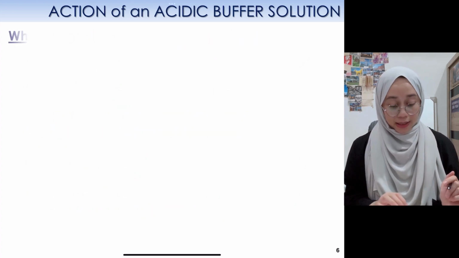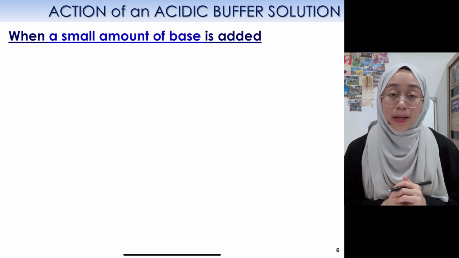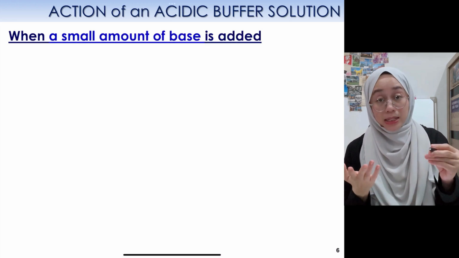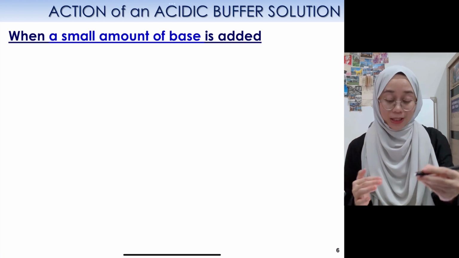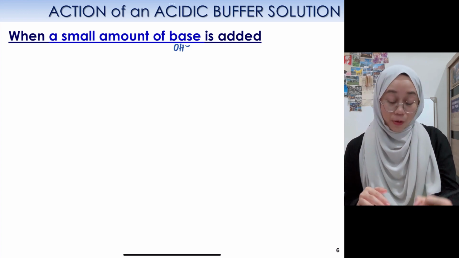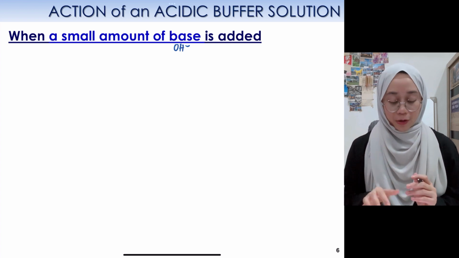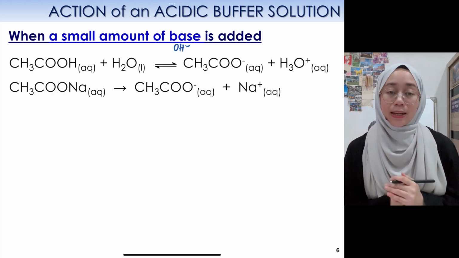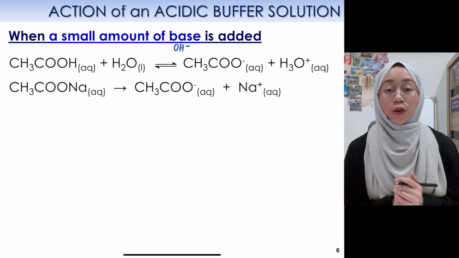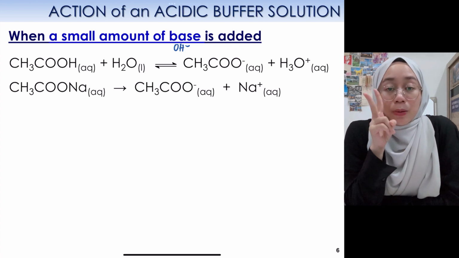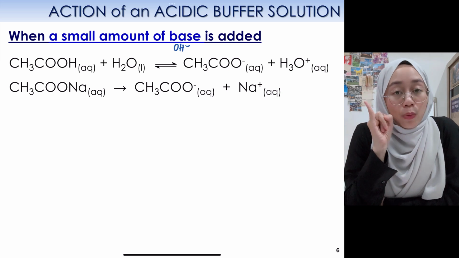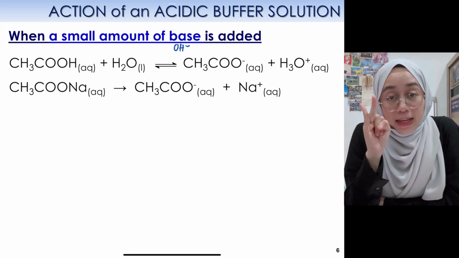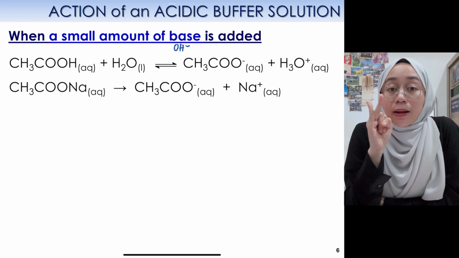Right, next we look at a small amount of base. If it is a base, class, what ion will we add? Since we are adding a strong base, a strong base mostly releases OH minus, right? It will produce OH minus. So who is the OH minus going to react with? Our focus earlier was two things, class. In our buffer solution there are two things: the acidic buffer solution contains the weak acid and also its conjugate base. So who is the OH minus going to react with now?